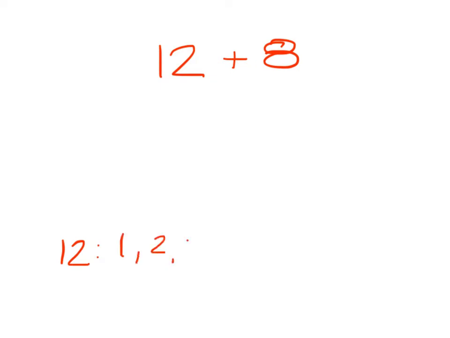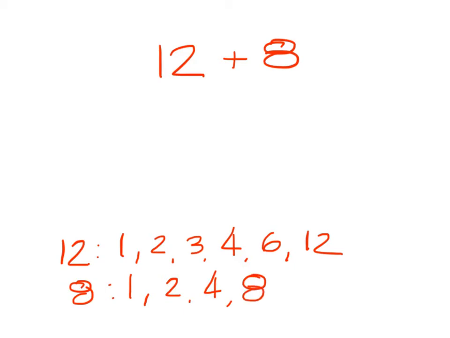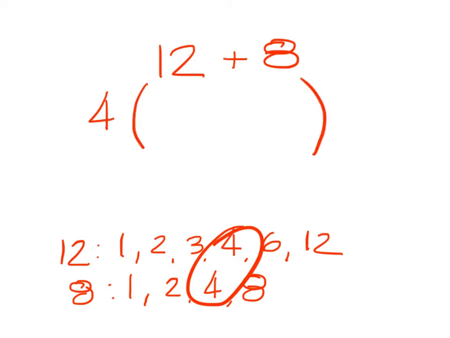On this one, let's say we had 12 and 8, and we want to factor out from those. The factors of 12 are 1, 2, 3, 4, 6, and 12. The factors of 8 are 1, 2, 4, and 8. What's the highest number they have in common? 4. So I would put 4 out here, and then on the inside divide 12 by 4, and then 8 by 4.